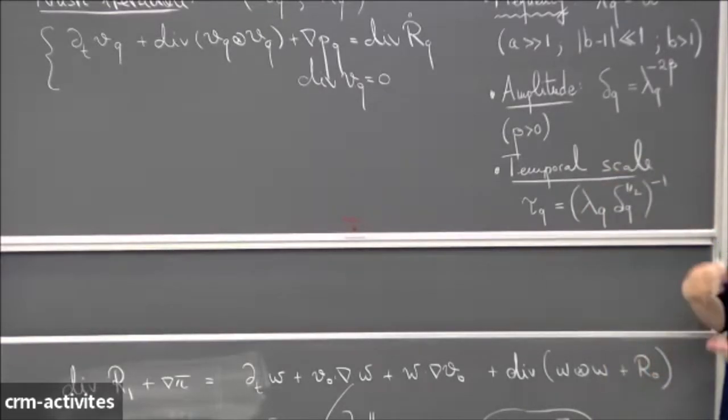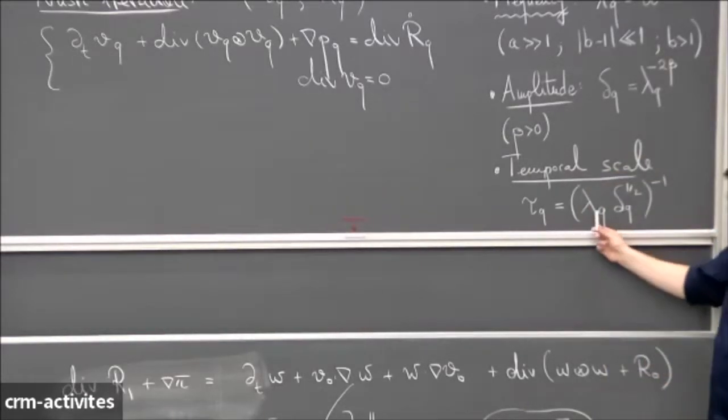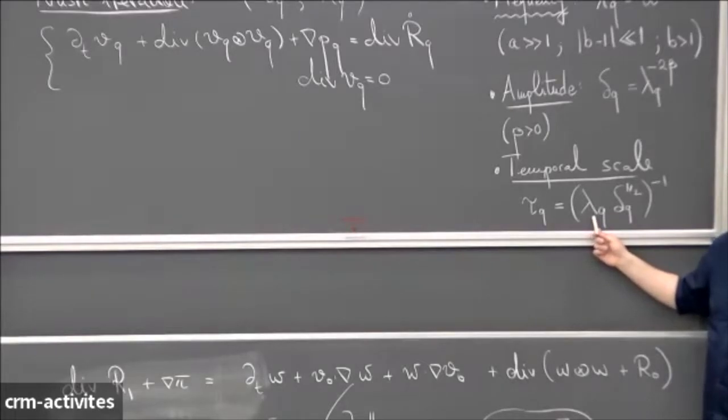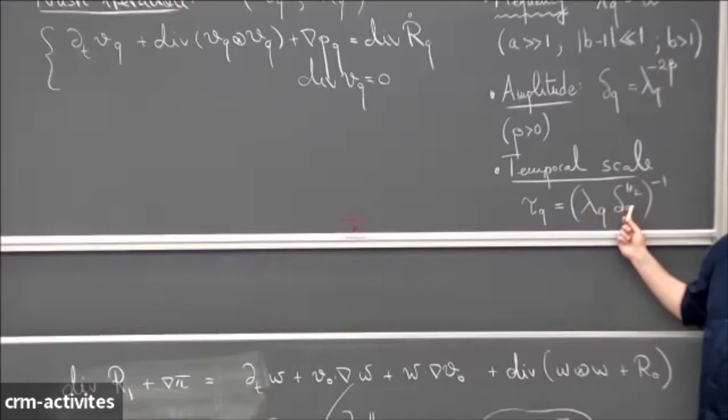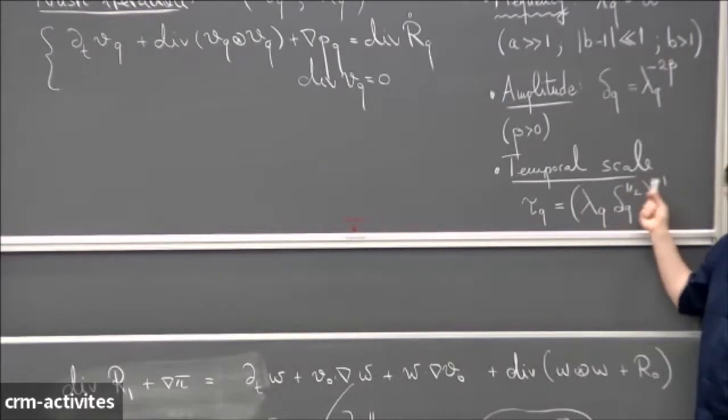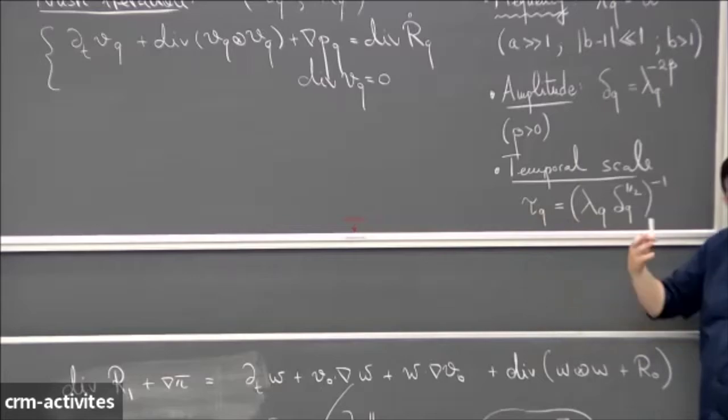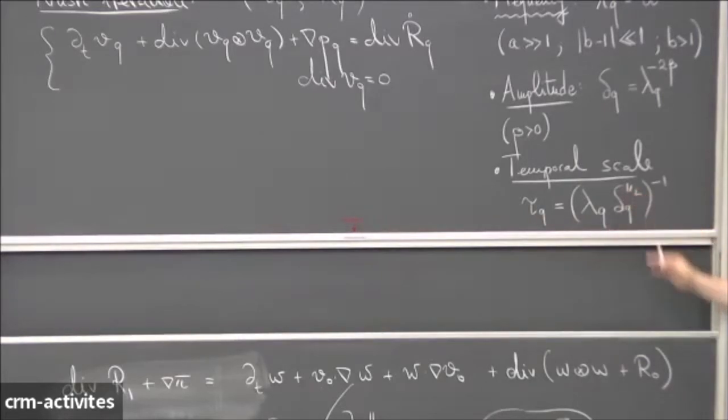And just as a sanity check, this has units of frequency, meaning 1 over length scale, and this has units of amplitude, which are units of velocity. Velocity is length over time. So this is 1 over length times length over time, which gives you 1 over time, and time inverse is a time scale. So just for sanity reasons, this has the right units.